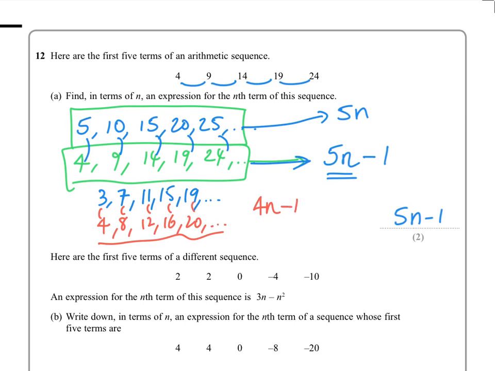the answer. So in this sequence, the rule would be 4n minus 1 in terms of an algebraic expression, because if we wanted the first, second, third, fourth, the fifth term, n would be 5. 4 times 5 is 20 minus 1 gives us 19. So 5n minus 1 for the first part.